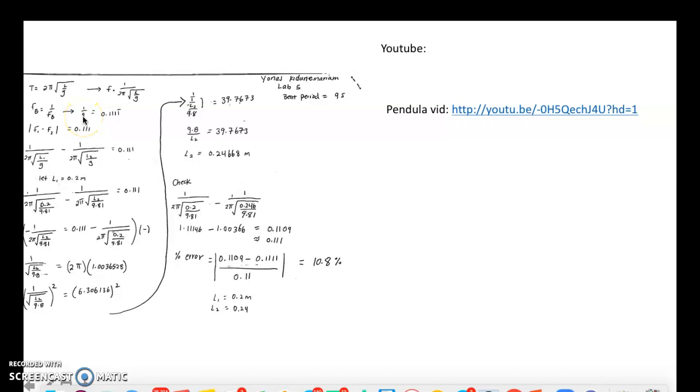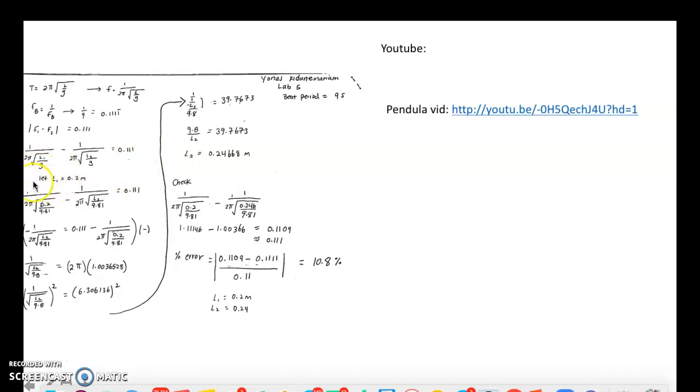1 divided by the beat period for me, which is 9 seconds, gives us 0.11 and so on. The 1 is just repeating. So the setup would be f1 minus f2 equals 0.11. So the one I have is 1 over 2 pi times the square root of g over L1, minus 1 over 2 pi times the square root of g over L2, equals 0.11.